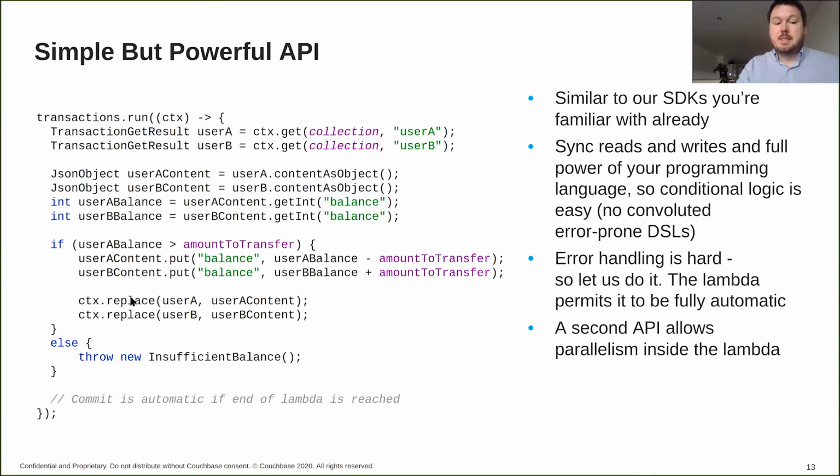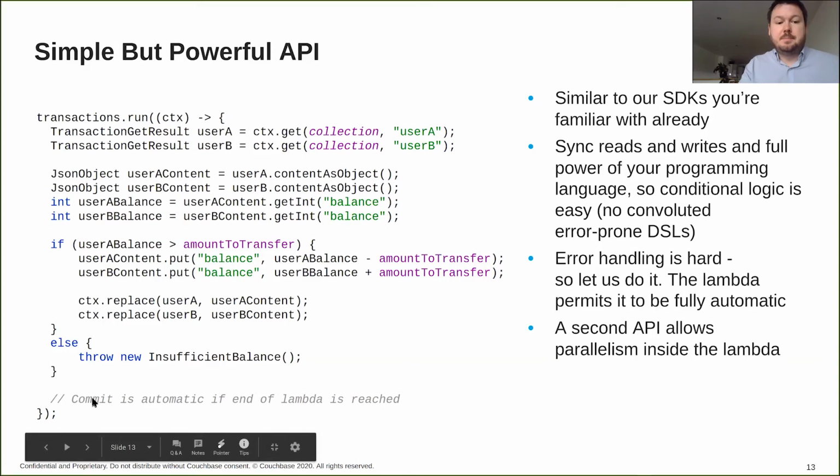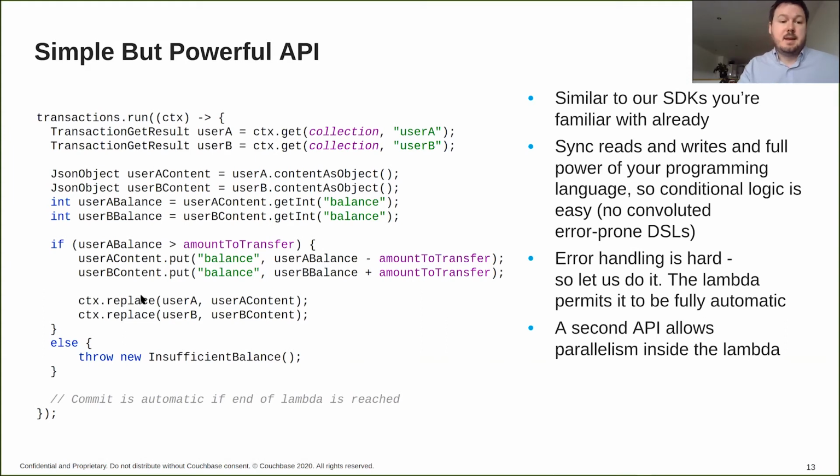And now we do a context.replace, and that's going to stage our changes at that point. So at this point, the changes are not yet visible to any other part of the Couchbase data platform. They are staged. If the user did not have enough balance, then we throw an error to indicate that. And if we get to the end of the Lambda, then the commit happens and the documents are committed. We'll come back to the mechanics of that a little later.